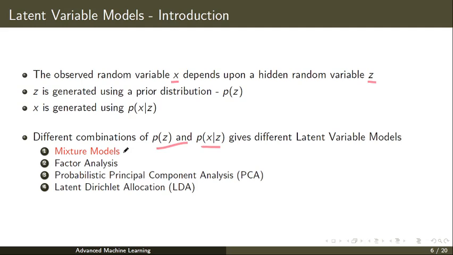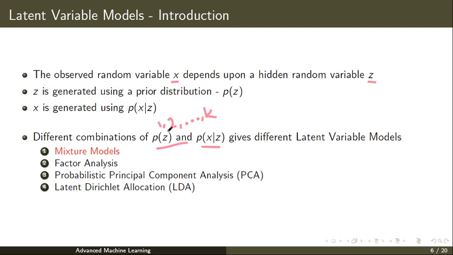For example, we are going to talk about mixture models. If P of Z is categorical, meaning that P of Z can take 1 out of k values, for example, 1, 2, etc. up to k values, and P of X given Z can take any probability distribution, like maybe a Gaussian distribution or a Bernoulli distribution, then this sort of model is called a mixture model.